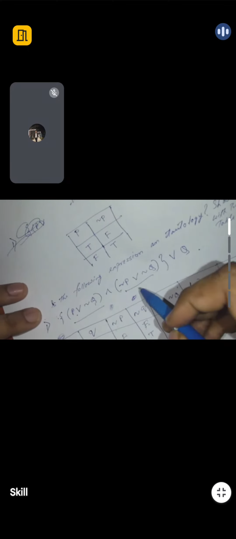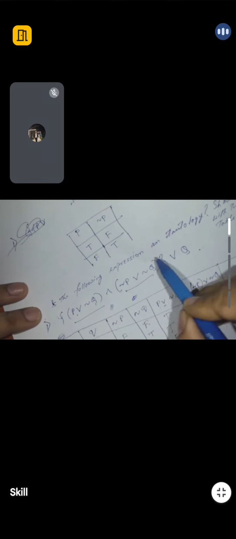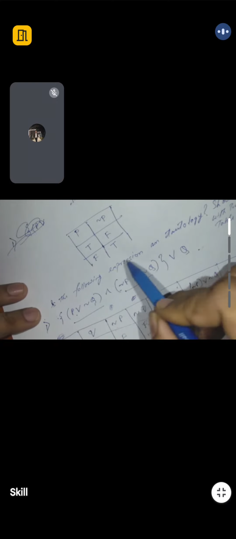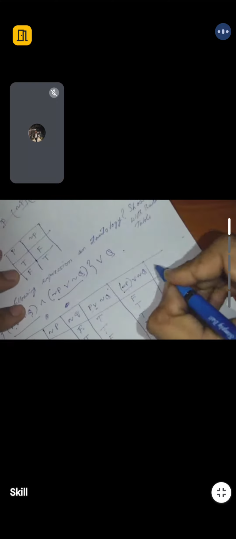So finally we have to calculate this expression as a whole. Okay, so I'll write this.